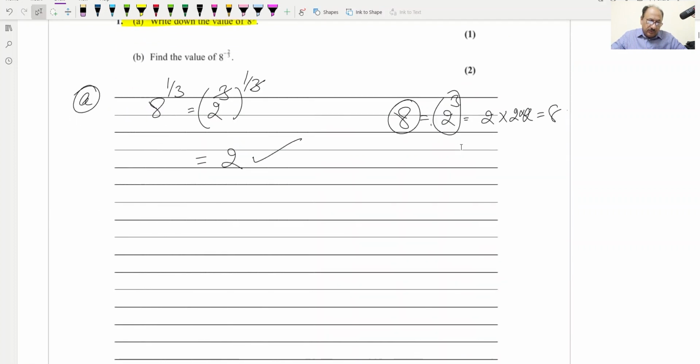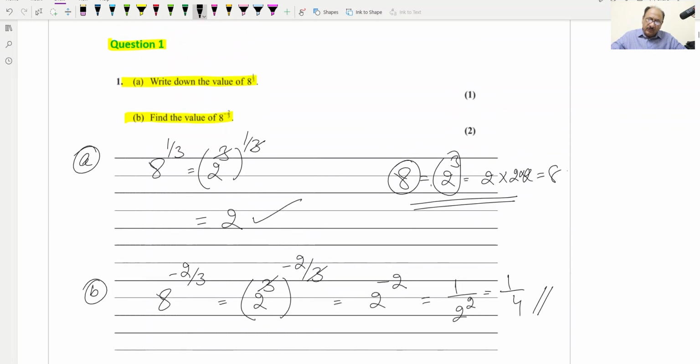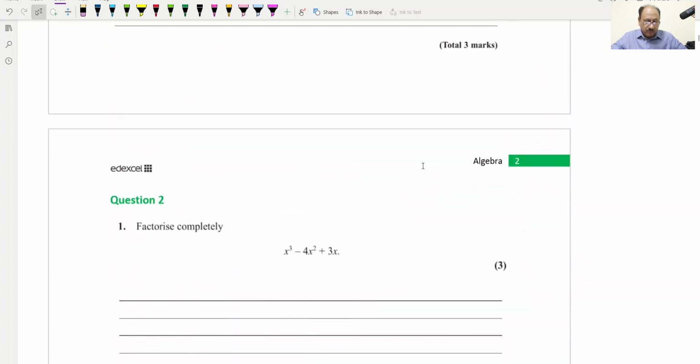Now we can move to the B part, and B part says find the value of 8 raised to the power minus 2 over 3. So similarly as we have done over here, we can write 8 as 2 raised to the power 3 and whole raised to minus 2 over 3, and this 3 will cancel with this one, and we will get 2 raised to the power minus 2, which can be written as 1 over 2 squared, which is 1 over 4. So 1 over 4 will be our final answer. First part was 1 mark question, whereas second part was 2 marks question, which we are done. Now we can move to the next question.